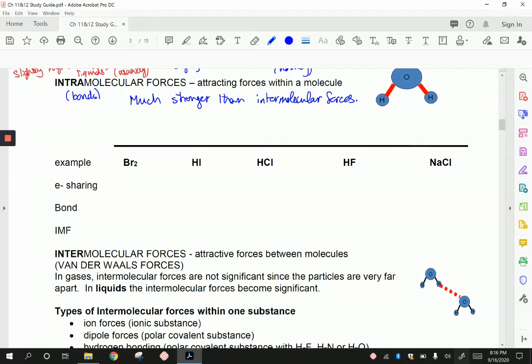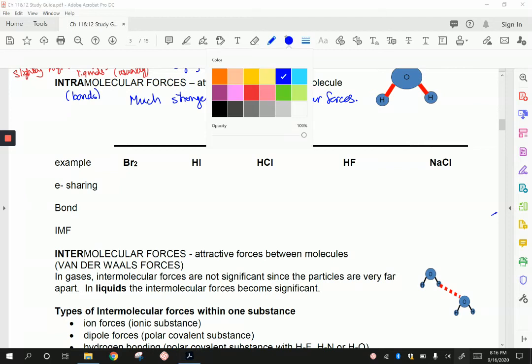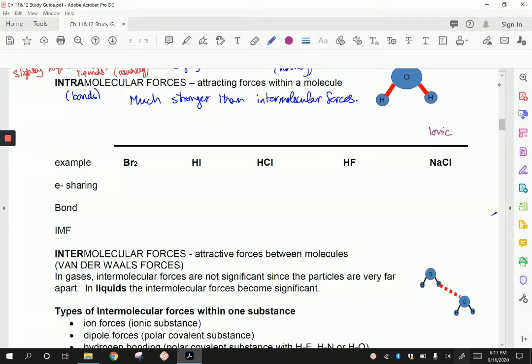So let's look at a variety of different substances and look at what's happening to their electrons, what kind of bonds they have, so intramolecular force, and what type of intermolecular force they have. And just a reminder, this is a continuum. On one extreme, you have ionic substances. On the other extreme, you have nonpolar covalent. So this is ionic, and this is nonpolar covalent. And then in between, you have the polar covalent. So it's a continuum, like we said.